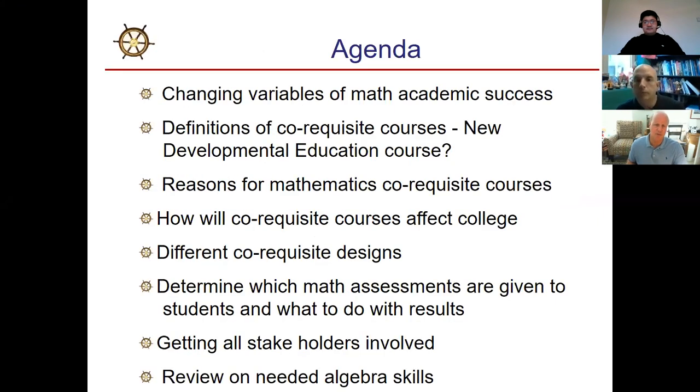I'm going to do a little bit of an agenda. And if I talk about the agenda, you're going to get some of these. Start thinking about what you want to do and how it basically affects you and how it affects everybody else. First, I'm going to get into the changing variables of academic success.